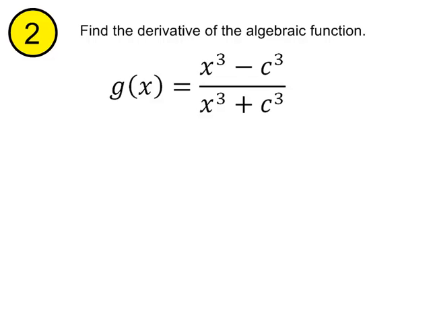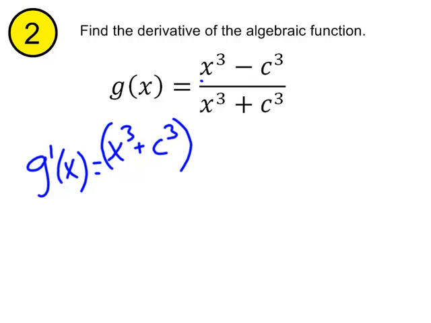Find the derivative. Let's jump right into the quotient rule. So g prime of x, that's going to equal the bottom, x cubed plus c cubed, times the derivative of the top. And here's where you just need to slow down and remind yourself, x is the variable, c is the constant. So if I derive x cubed, I'm going to get 3x squared. But what do I get when I derive any constant, whether it's cubed or not? Any constant's derivative is going to be 0. So I just close the parentheses and move on.